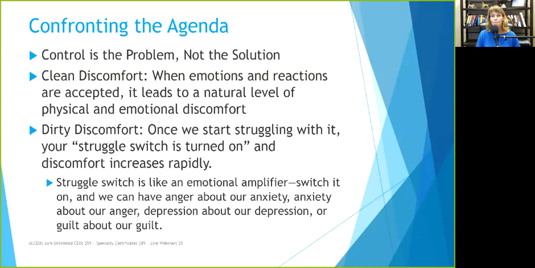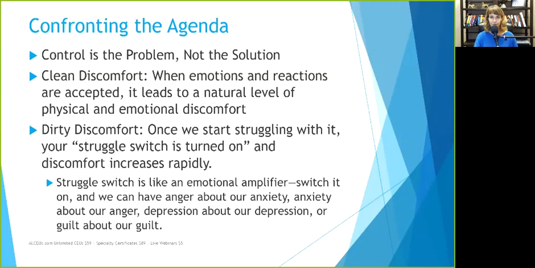Discomfort increases rapidly. The struggle switch is like an emotional amplifier. Switch it on, and then not only do we have anxiety, but we have anger about our anxiety, anxiety about our anger, depression about our depression, or guilt about our guilt, or all of the above. Some people are really talented and can have every negative emotion concurrently. That's not necessarily a beneficial talent, but I have known people who have gone through their behavior chain analysis and identified that they ended up feeling all of those feelings as a result of the initial negative feeling.